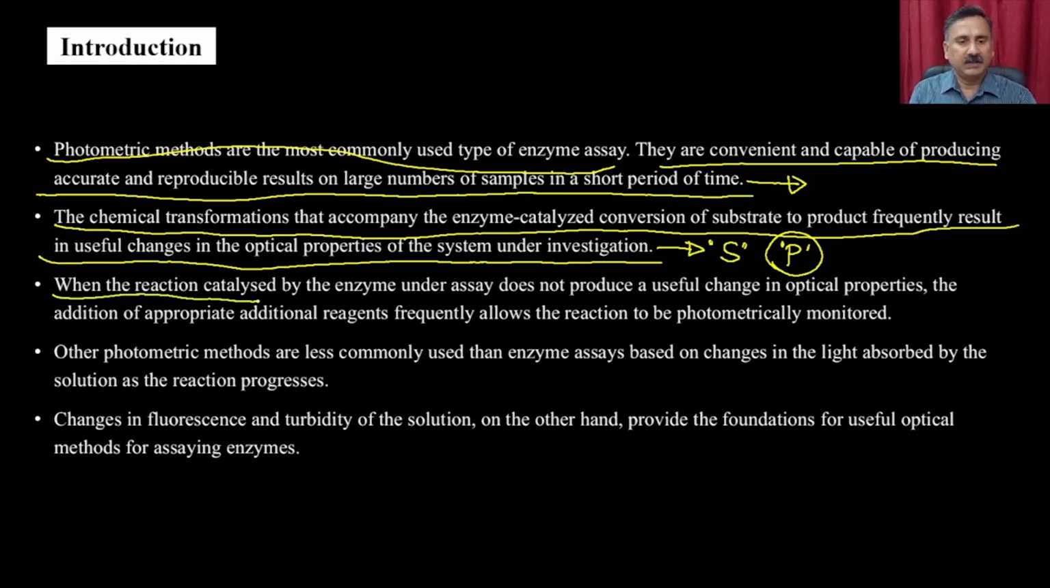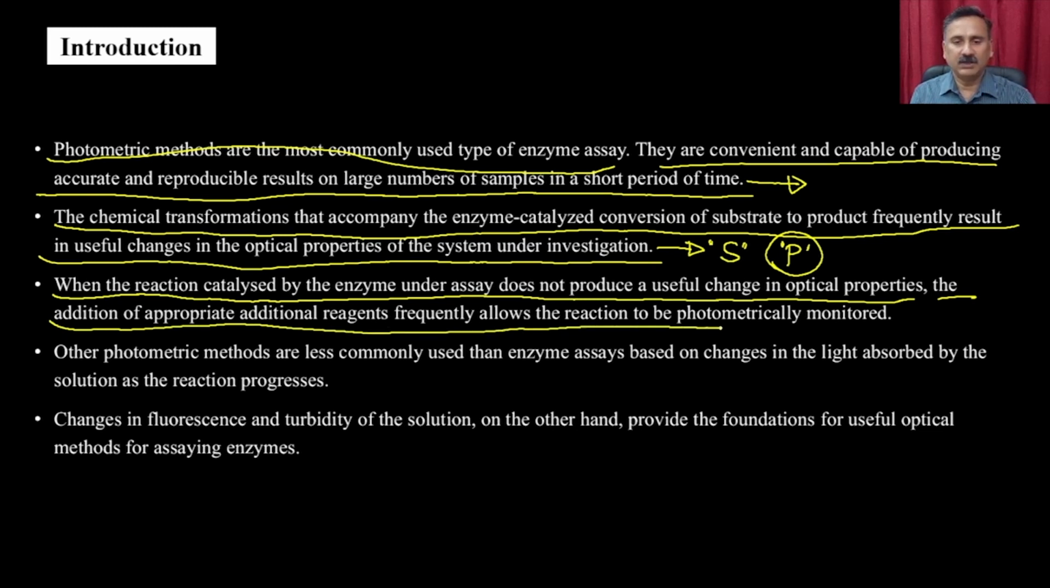When the reaction catalyzed by the enzyme under assay does not produce a useful change in optical property, the addition of an appropriate additional reagent frequently allows the reaction to be photometrically monitored. So these are a couple of examples where neither the substrate nor the product is exclusive. Then you can add a coloring agent, and that coloring agent will react with either the substrate or the product, and ultimately it gives you a color change that you can monitor with the help of photometric systems.